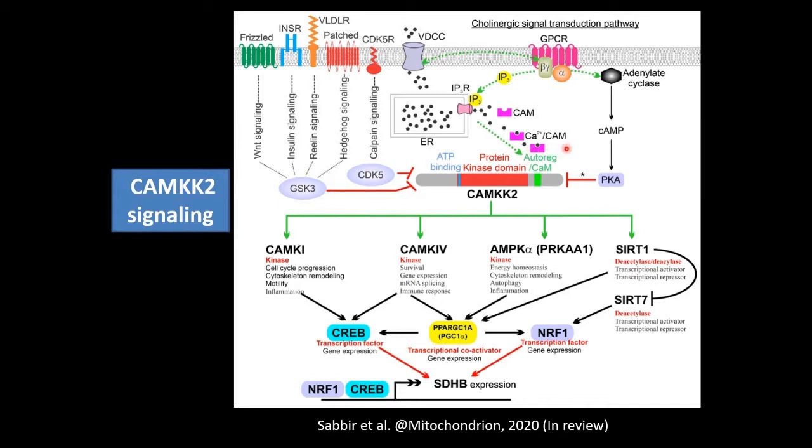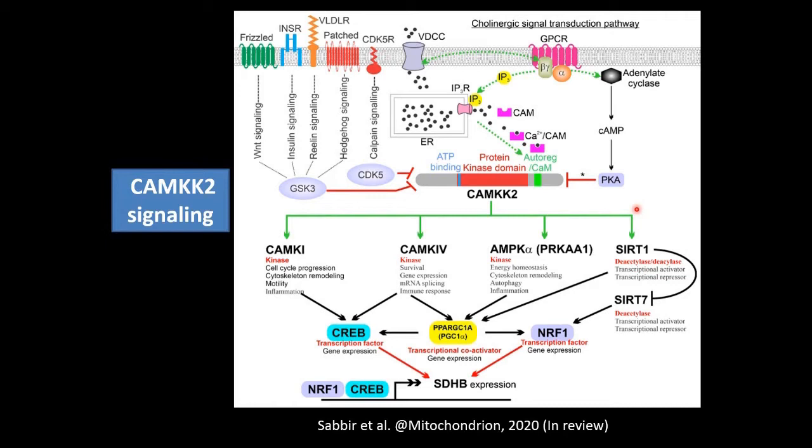Multiple protein kinases, for example GSK3, CDK5, and protein kinase A, regulate CAMKK2 function by activating or deactivating phosphorylation at different sites. Again, it is interesting to note that important cell signaling pathways associated with different diseases, including neurodegenerative disease, for example the Wnt signaling pathway, insulin signaling pathway, renin signaling pathway, and HOX signaling pathway, control GSK3 function. The calpain signaling pathway controls CDK5 function, and the cholinergic signaling pathway controls protein kinase A function. All of them act as upstream kinases regulating CAMKK2 function.